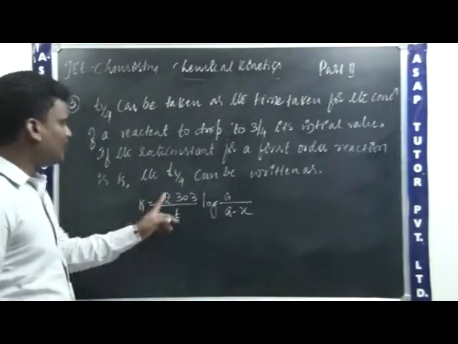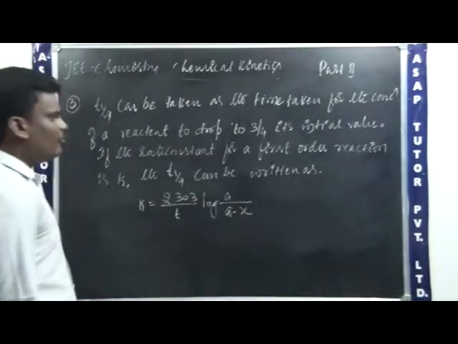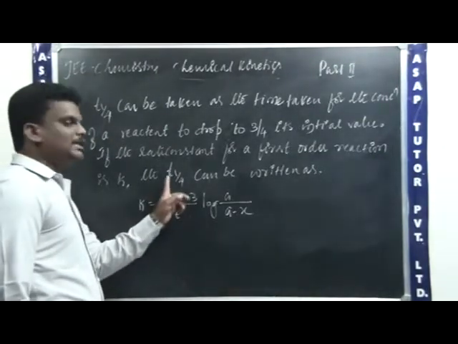Now we need to find the value for T 1/4. Therefore, did they give the value for K? No, they didn't give the value for K. Means you need to keep the answer in terms of what?